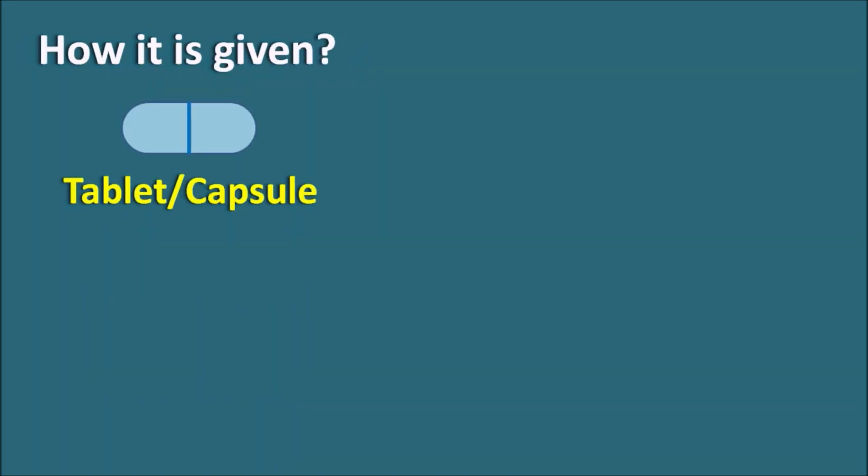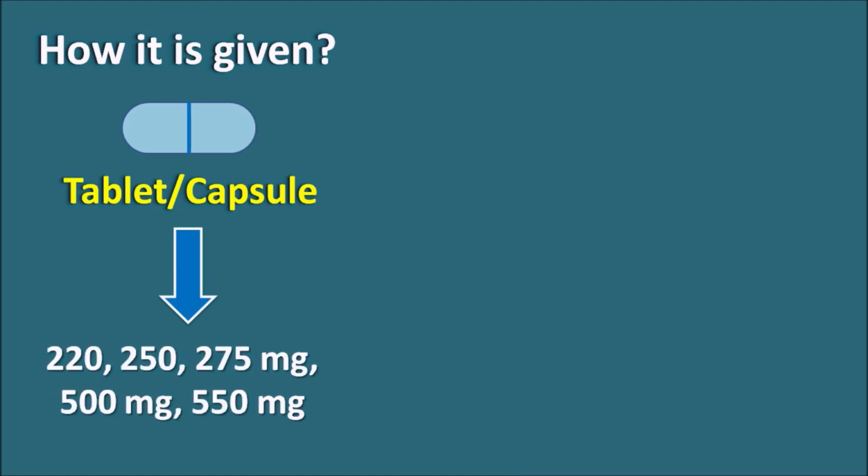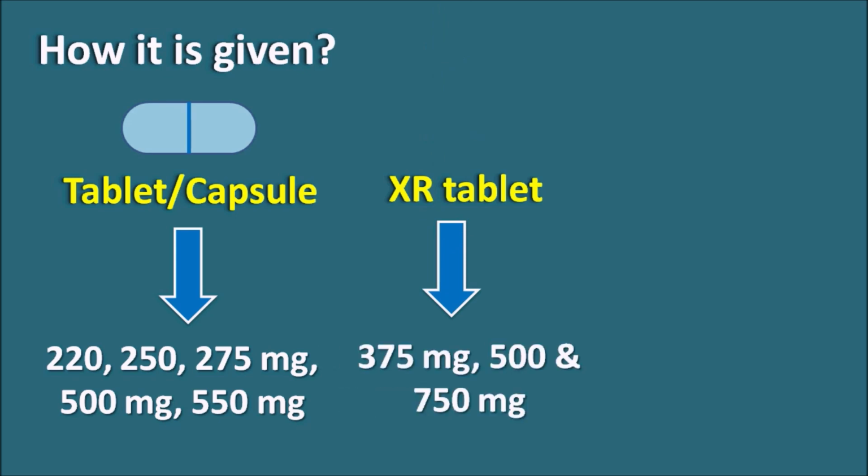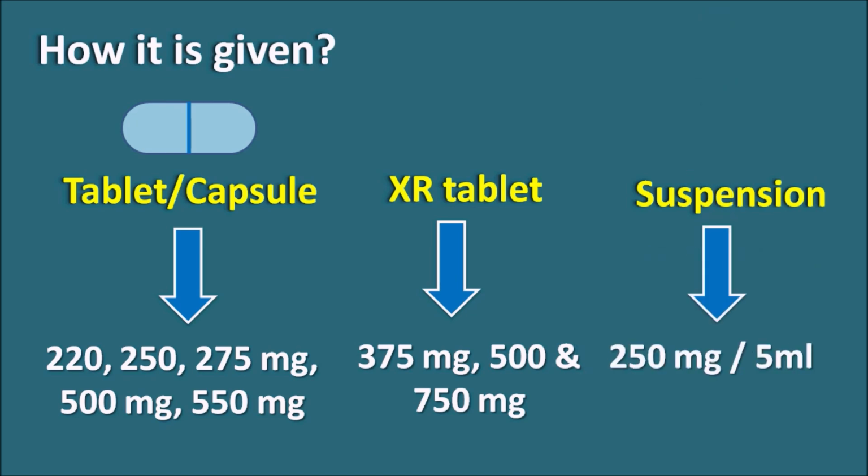How is it given? Naproxen is given as a tablet or capsule at different doses like 220, 250, 275 mg as well as 500 and 550 mg. And it's also available as an extended release tablet at different doses like 375 mg, 500 and 750 mg. Otherwise, it can be given as a suspension at a dose of 250 mg per 5 ml. So that's about naproxen.